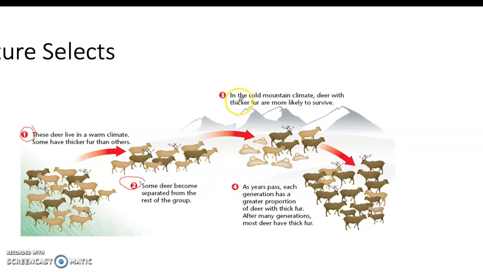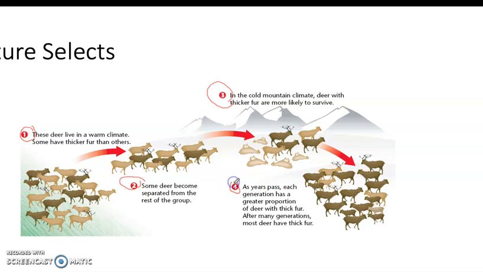They don't know. But in the very cold mountain climate, deer with thicker fur are more likely to survive because they can handle the temperature. If they walk away from the herd, they can still make it. All right? So, when the thicker fur deer reproduce, there's going to be a greater amount of offspring that are going to have thicker fur than the thinner fur deer.